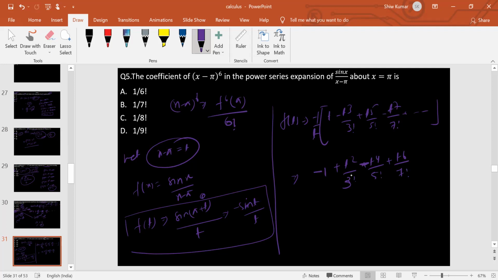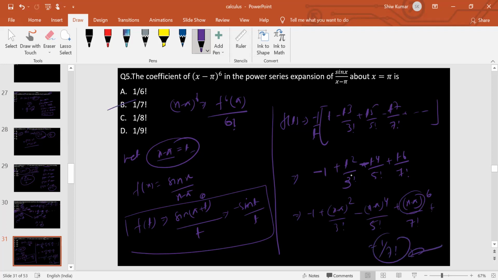So he is asking the coefficient of what? It's x minus pi raised to 6. Wherever t is there, substitute x minus pi. So it becomes minus 1, plus x minus pi to power 2 by 3 factorial, x minus pi to power 4 divided by 5 factorial, and x minus pi raised to 6 by 7 factorial. So we can say the coefficient of x minus pi raised to 6 is 1 by 7 factorial. So the right option is B.